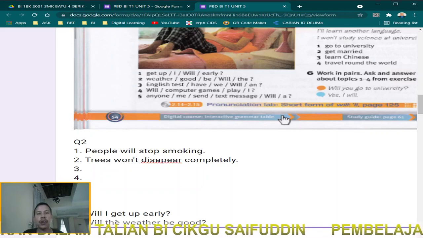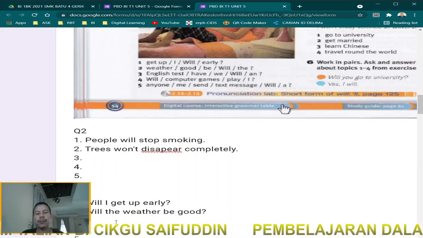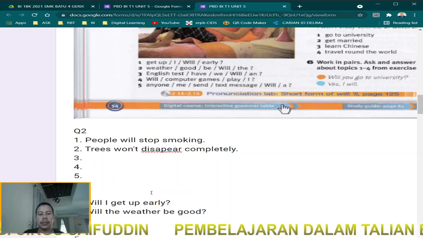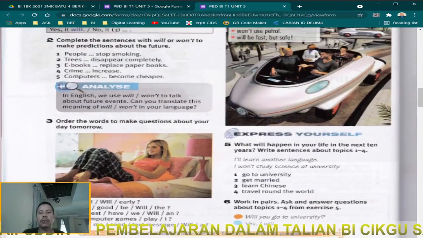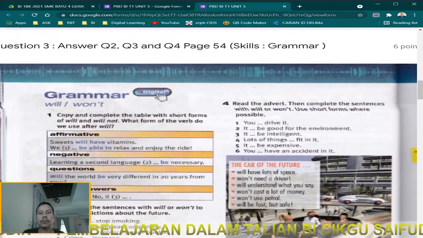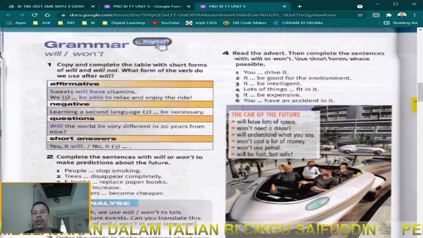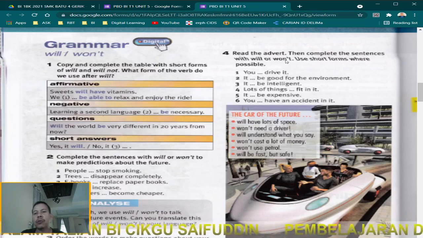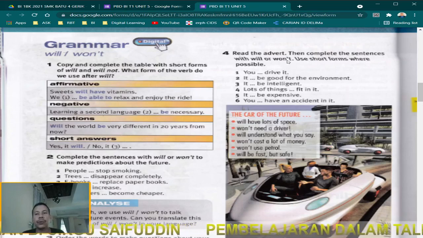As usual, you have to answer on your own: number 3, question number 4, and question number 5. Let's look at question 4. Read the adverb. Then complete the sentences with will or won't. Use short forms where possible. Dia menggalakkan anda menggunakan short form. Short form lah, won't. Elakkan menggunakan will not. Tak salah, tetapi in these cases you have to use won't.